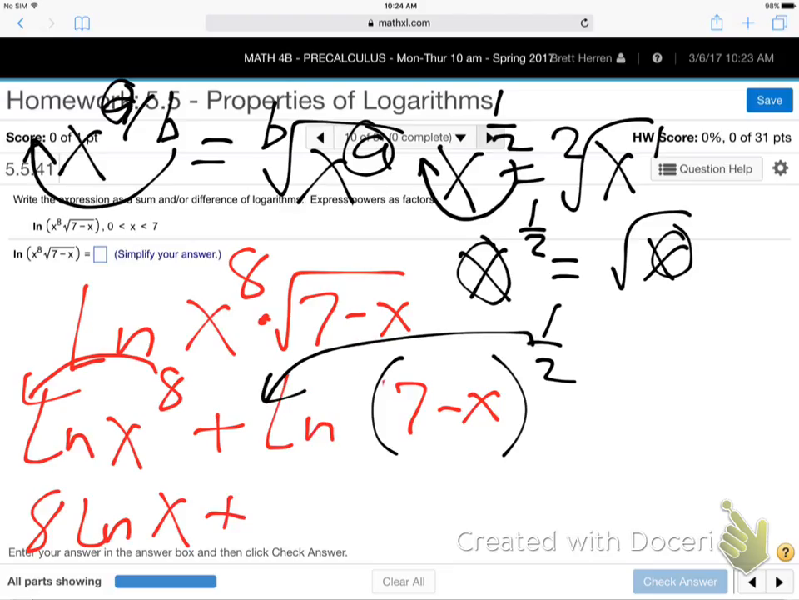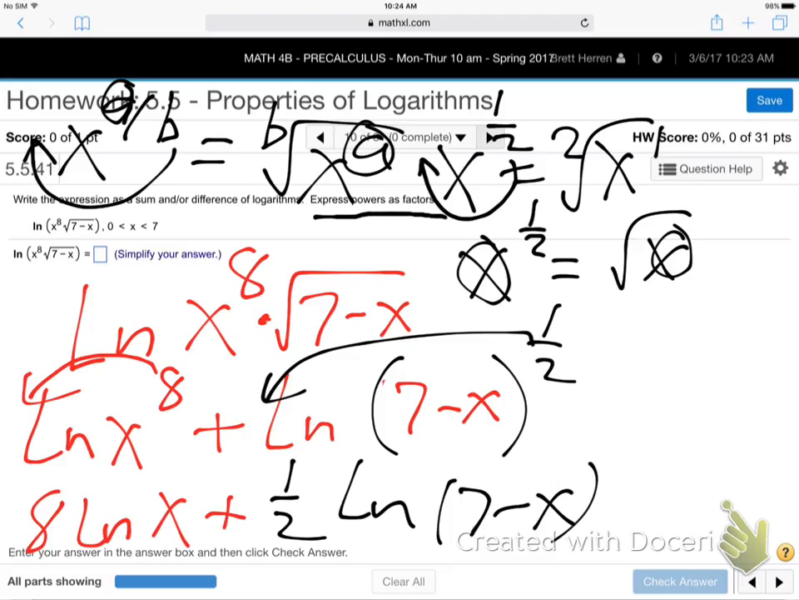That's what they're going to want you to do all the time with logs. When they got a root on something, they're going to want you to say, oh, that's a half power, and powers come to the front. So the half comes to the front, ln of 7 minus x, all done. See how they say express powers as factors? Factor means multiplied things, so take powers and bring them out front multiplied. That's what they're saying. This is the answer they want.